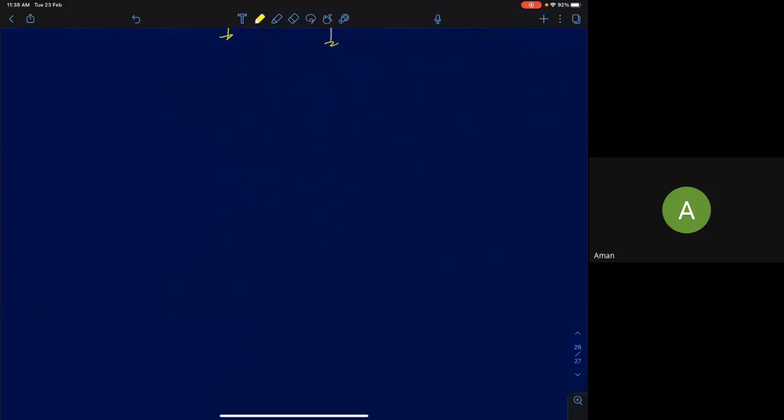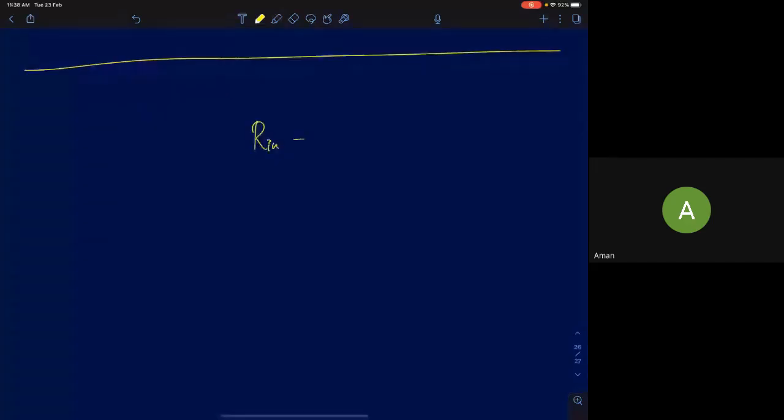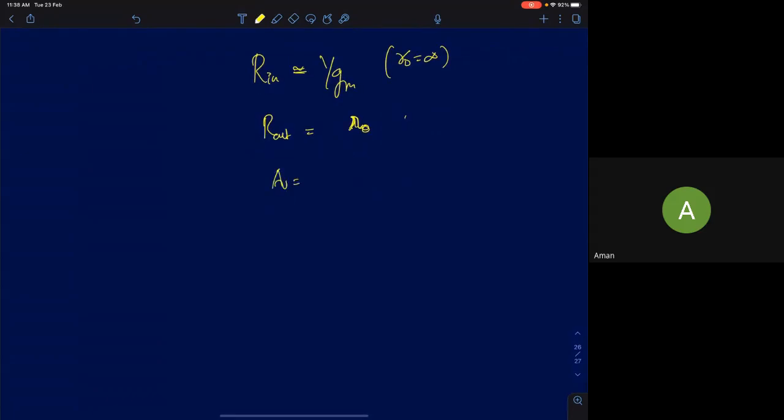So now we have all the three results just for quick comparison and analysis. The input resistance is approximately equal to 1 by gm. In fact, it is exactly equal to 1 by gm. Here I made an assumption that R0 is infinity. Output resistance is R0. Here I've assumed the source resistance is 0, so it is R0. And the voltage gain AV is 1 plus gm R0.